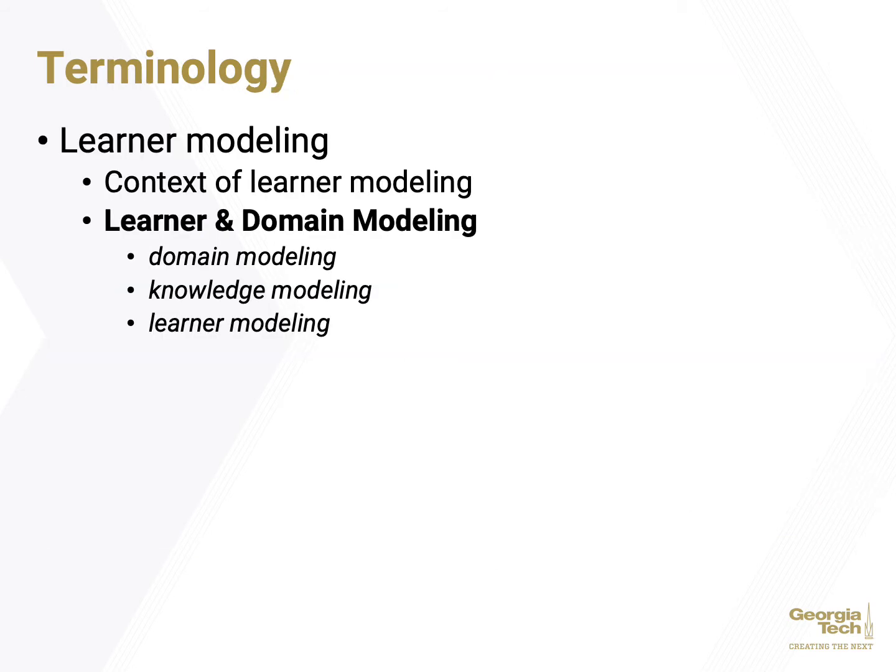The next terms are learner and domain modeling. Domain modeling is concerned with the structure of the domain, like items, knowledge components, etc. Whereas knowledge modeling is the modeling of the current knowledge of learners with respect to a particular domain model. Learner modeling is a general term encompassing the previous two.